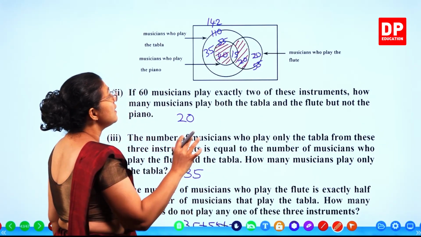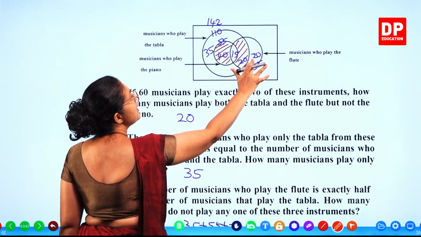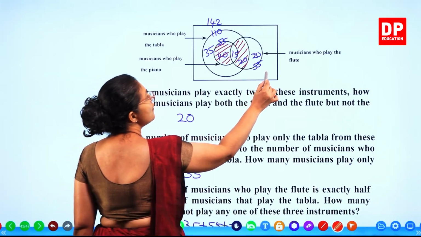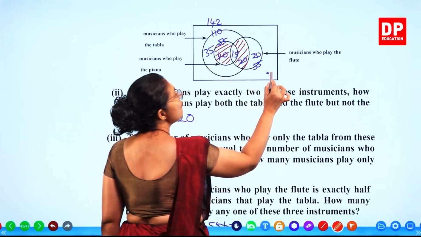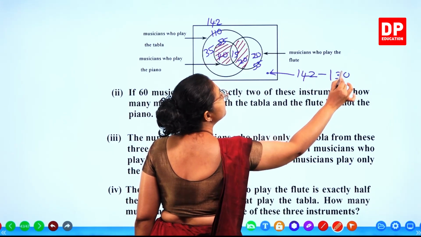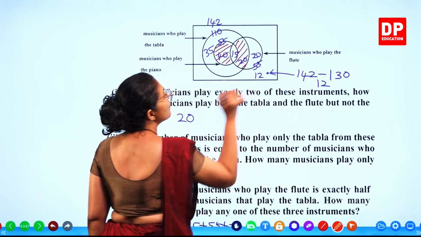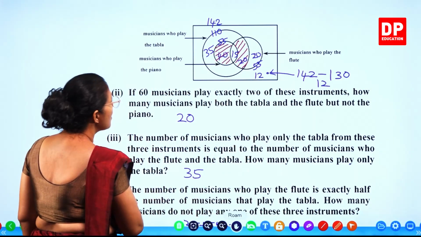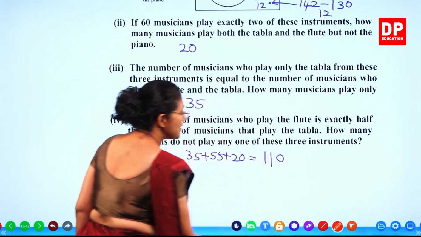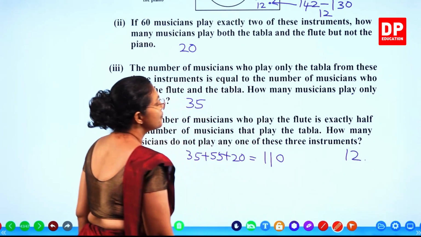Now what's the total inside? 110, that's the big circle, plus 20, 130. So how do you find the remaining amount here? 142 minus 130. So what's the answer? 12. So they are asking how many are not playing any of these instruments. The answer is 12.